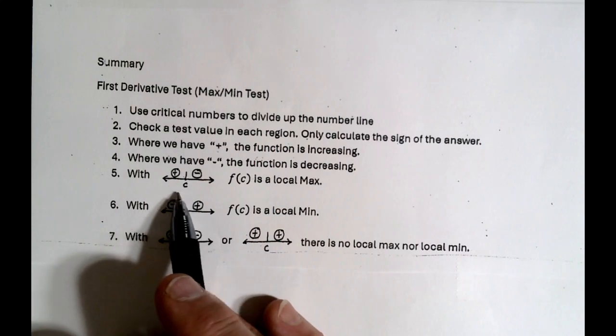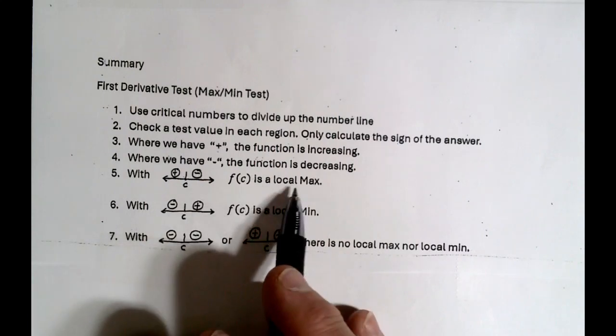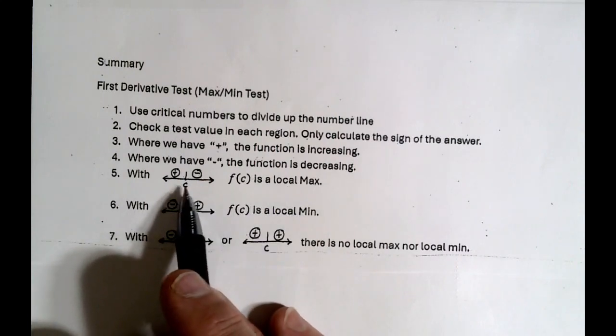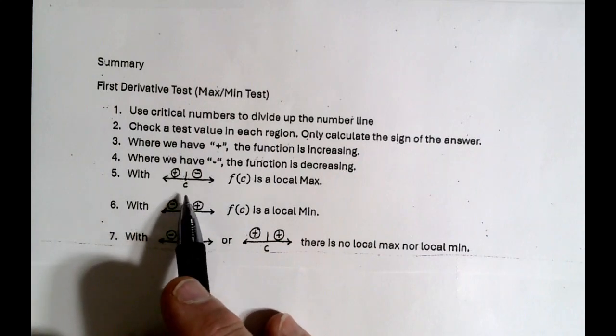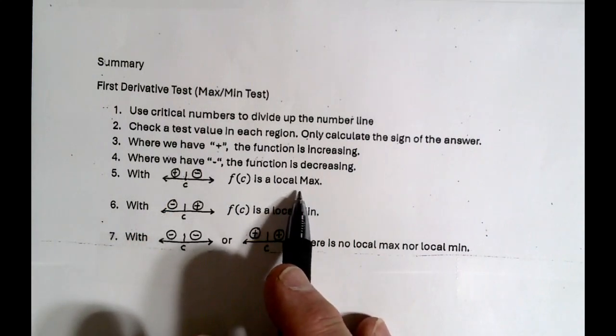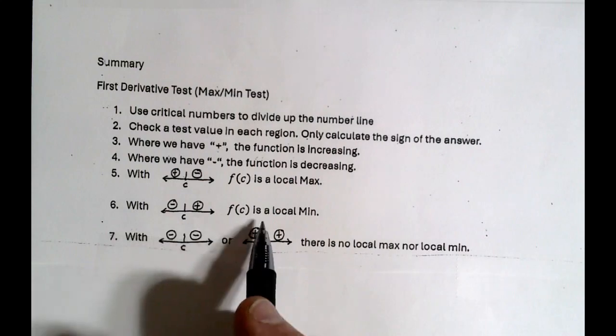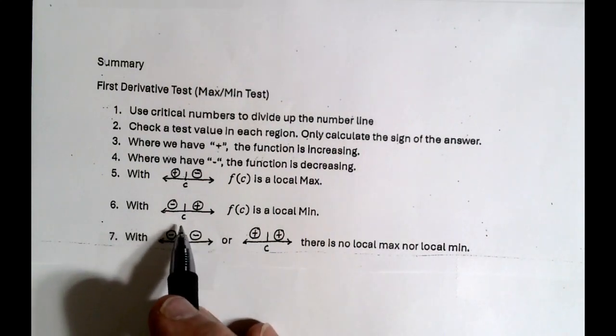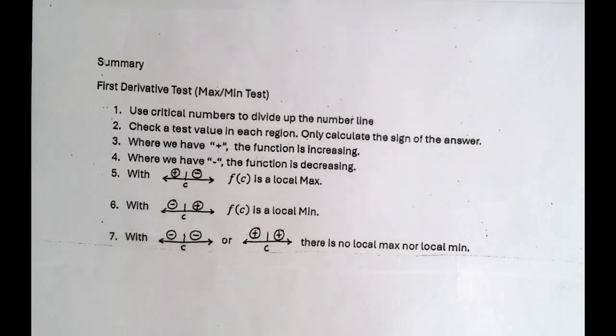So once you find the x value that gives you a local max, you have to plug that into the original function to get the y coordinate for your point, because the local maximum is an actual point. Same thing with local min. Whatever x value gives you a local min, you have to plug that into the original function to get the actual point.